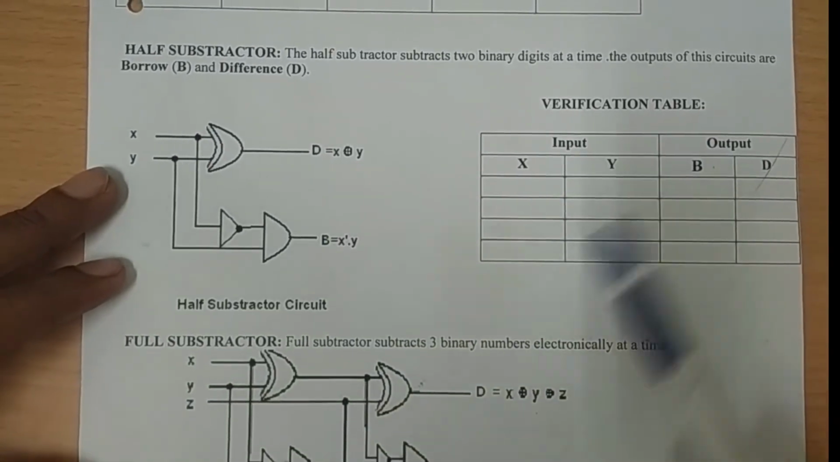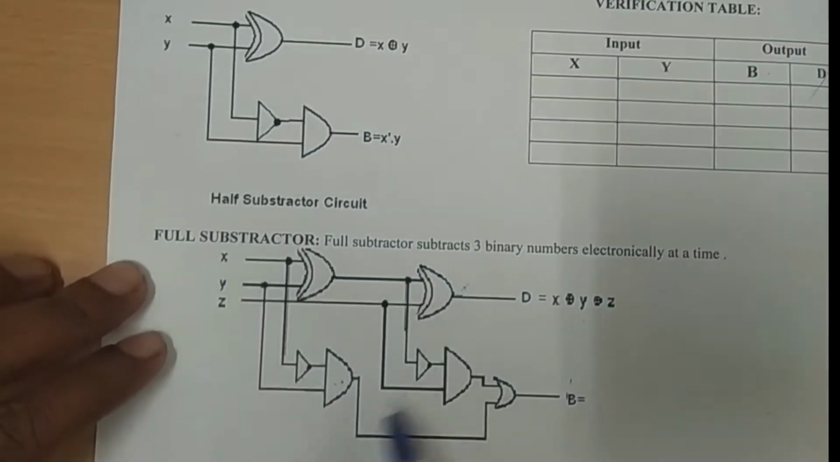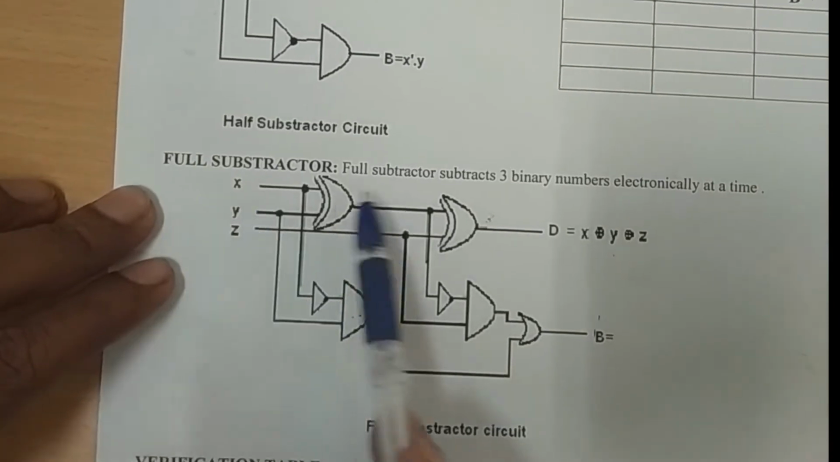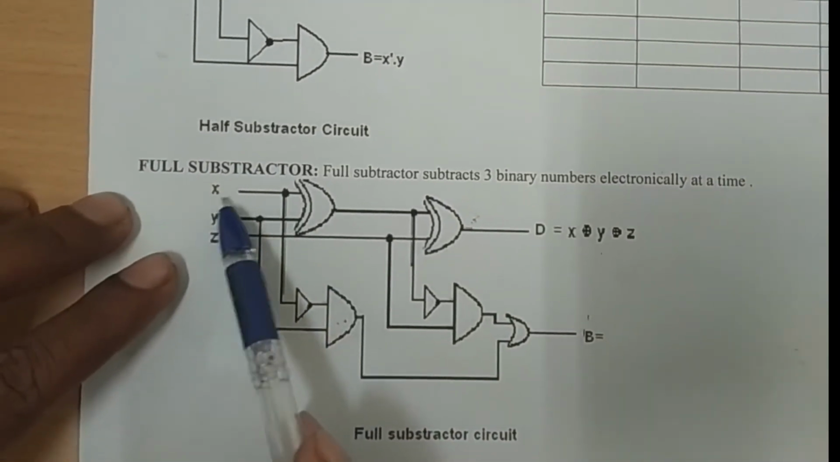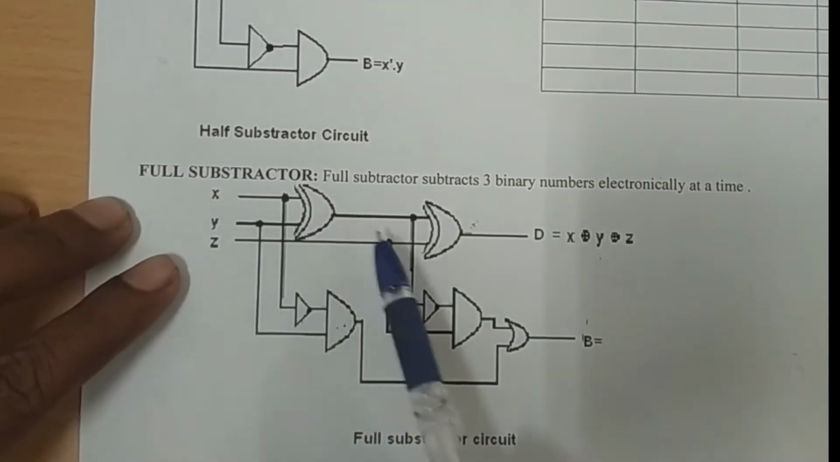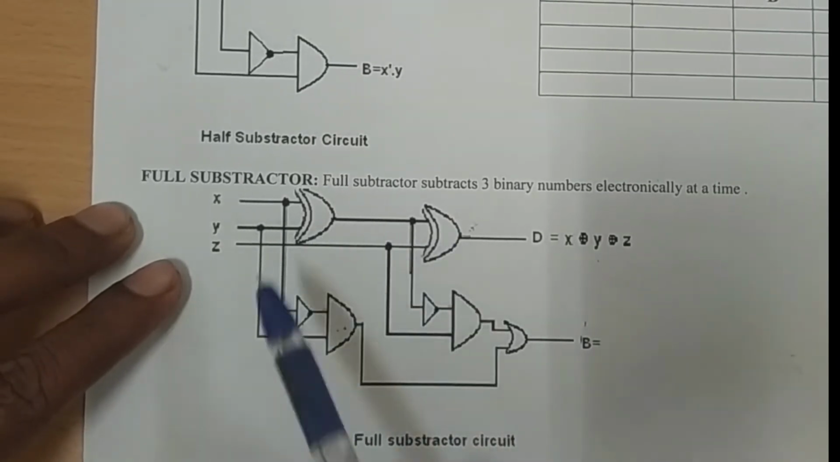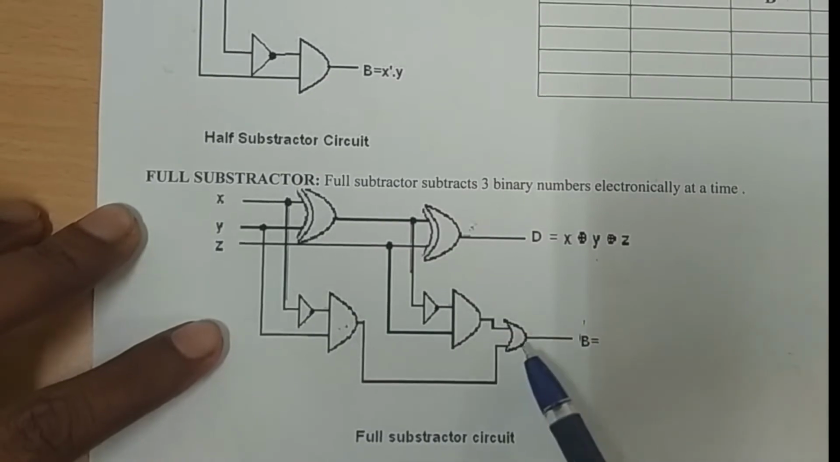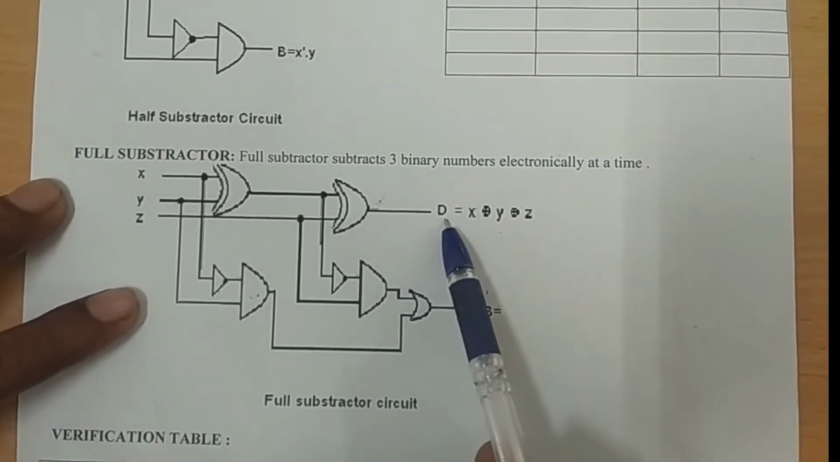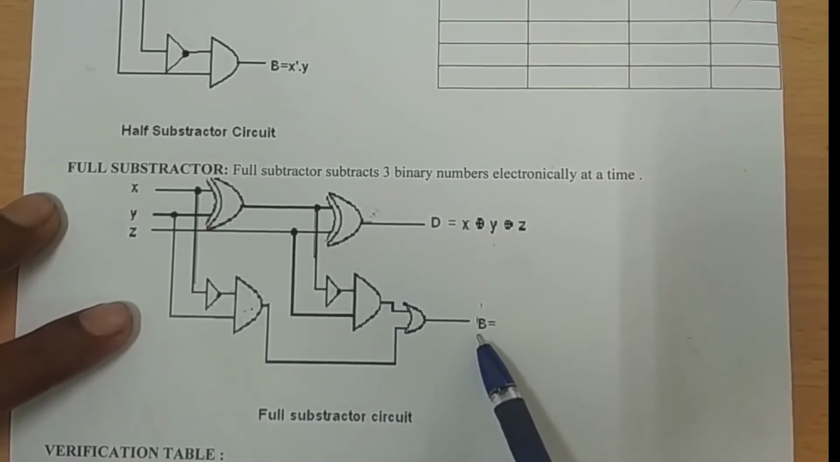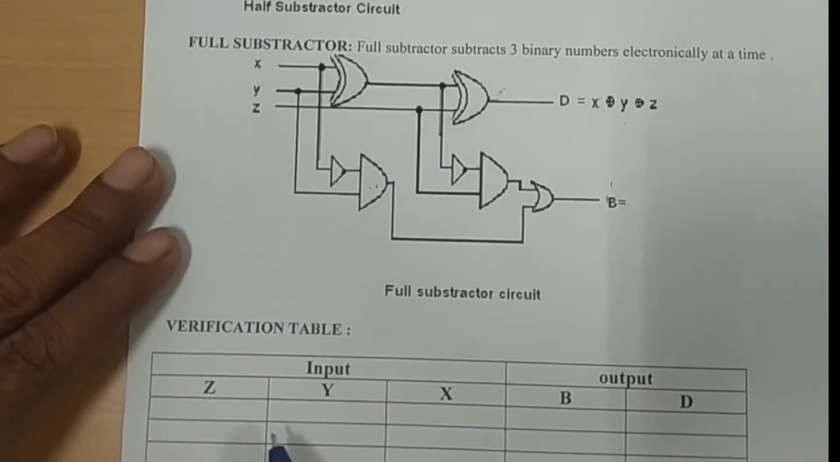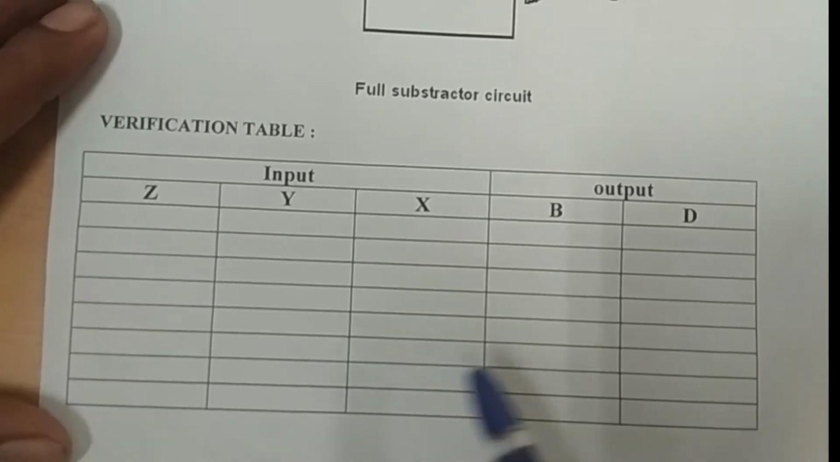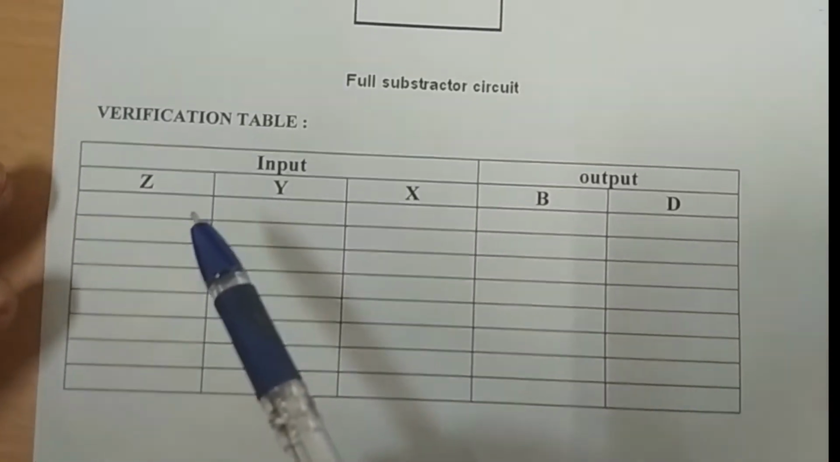This is the verification table, and this is the circuit diagram of full subtractor. Here we have used 3 binary inputs and 2 XOR gates and 2 AND gates and 2 NOT gates and 1 OR gate. This is the output D, which is difference, and this is the borrow. This is the verification table. Okay. Now we are going to check the truth table.